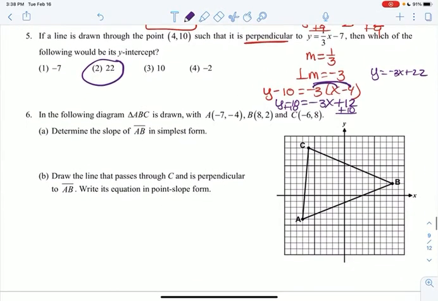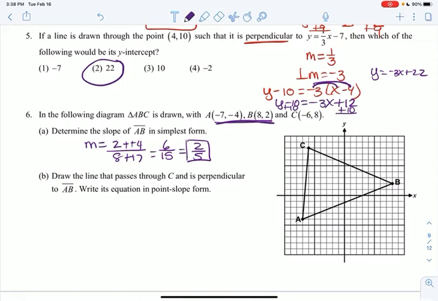And last one here, I have triangle ABC. All the points are already graphed for me. I want to determine the slope of AB. Okay, so that's pretty easy. I'm going to look at A and B. I'm going to find their slope. 2 minus negative 4 over 8 minus negative 7. So that's 6 over 15. And I do want it in simplest form. So those are both divisible by 3. So that's going to be 2/5.